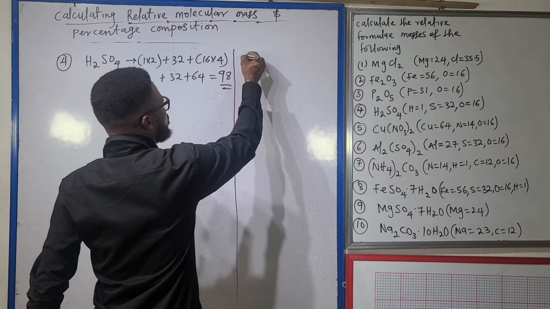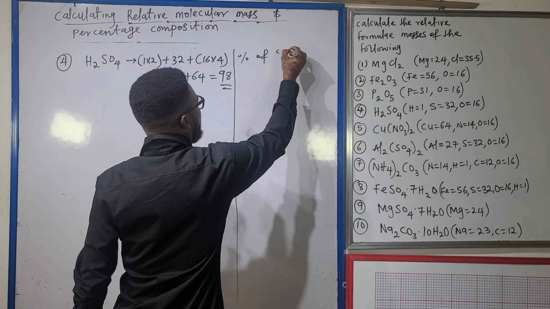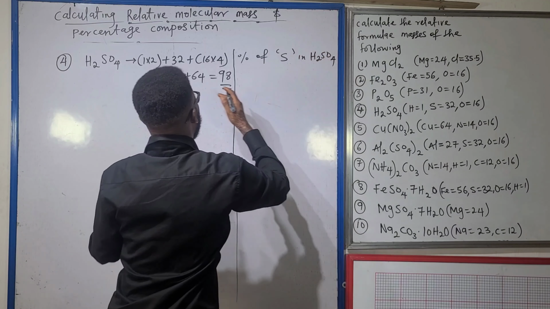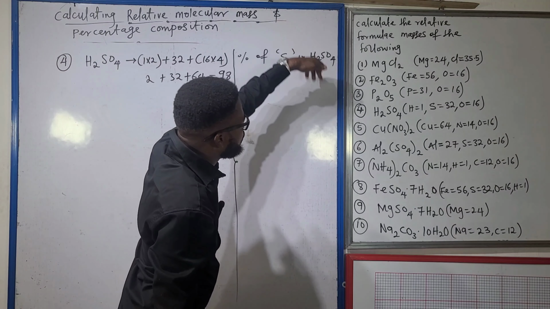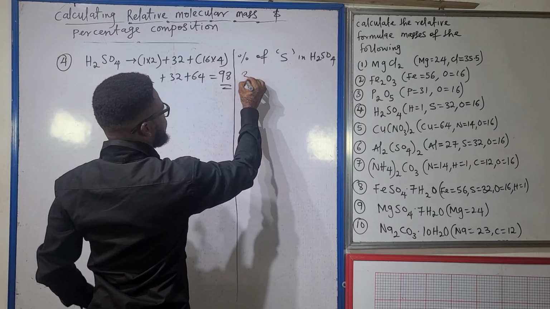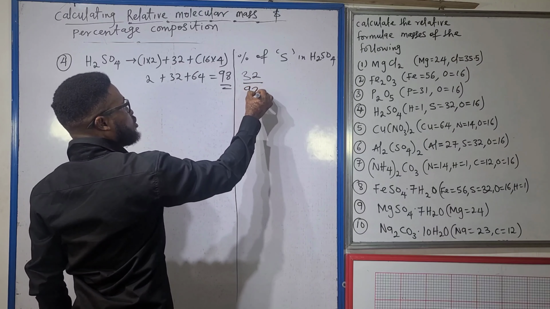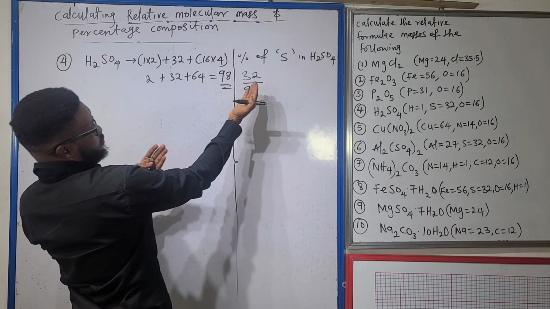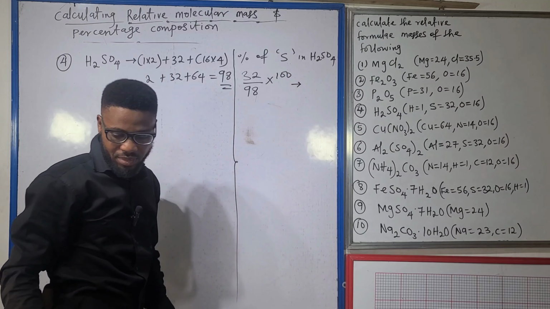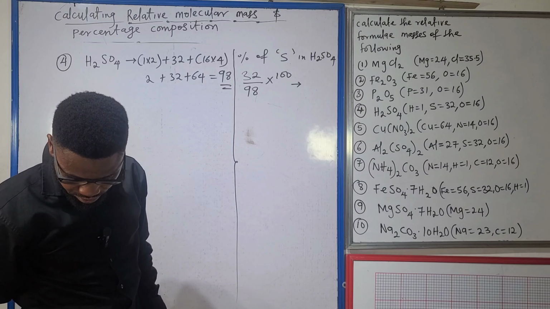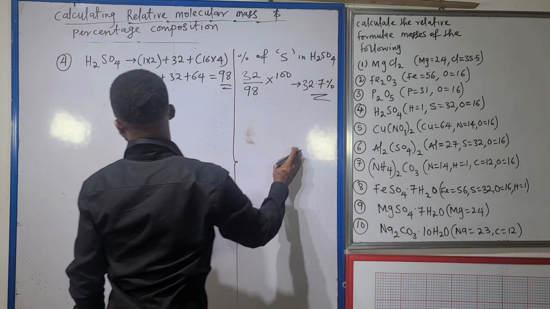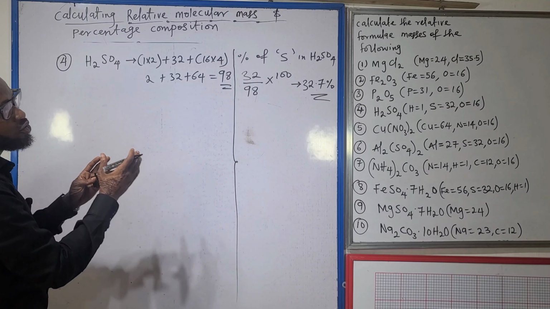So imagine I am told to look for the percentage of sulfur in H2SO4. That means I am looking for the percentage composition of sulfur in H2SO4. Sulfur in here is 32 divided by the total, which is 98. So sulfur is 32 out of 98. Then I percentage that, and I should of course get my answer. That should give me 32.7% approximately. So nothing to really stress over.